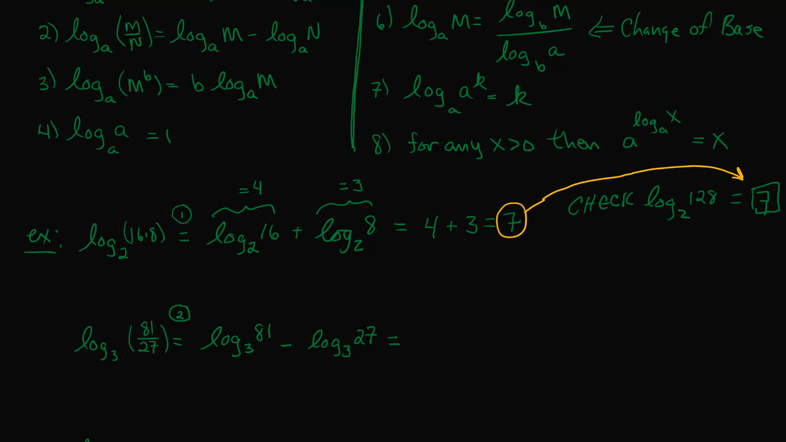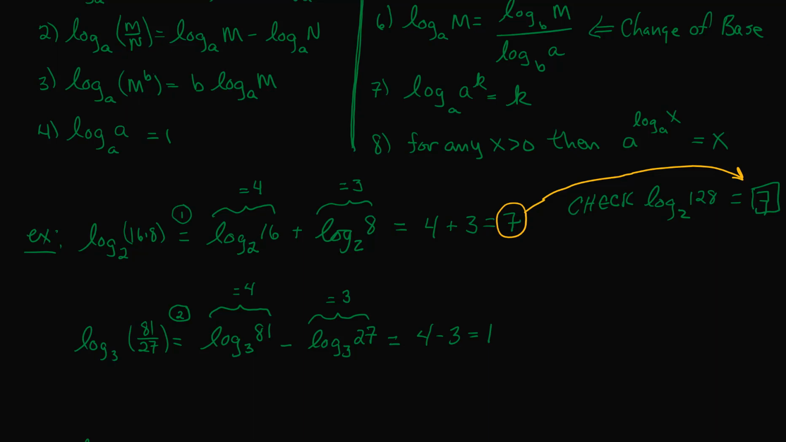Okay, so let's evaluate this first one here. The question is, 3 needs to be raised to what power to get 81? Well, if you raise it to the 4th power, you'll get 81. Here, what power do we need to raise 3 to get 27? Well, this is going to be 3, and it just so happens that the first and second examples both are 4 and 3. That's not always going to be the case. But this time, we're going to have 4 minus 3 equals 1.